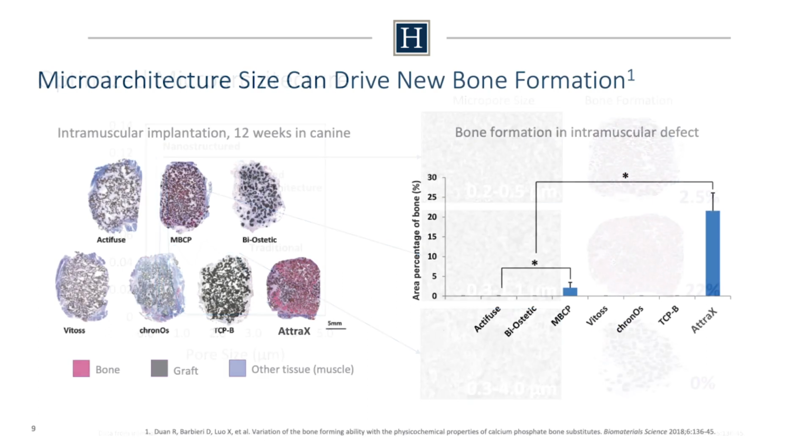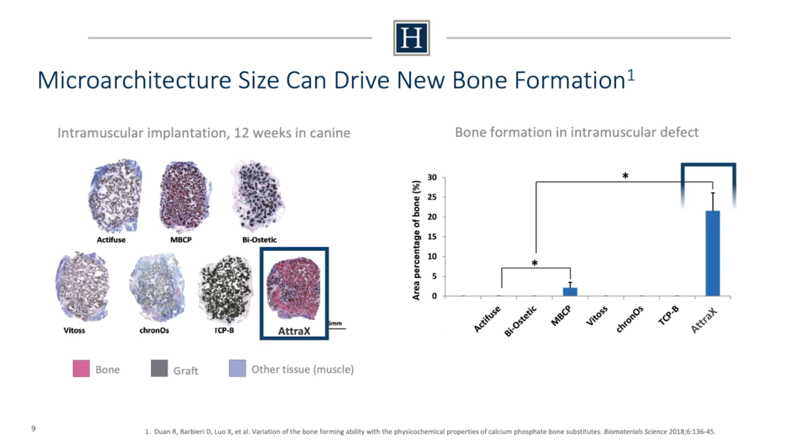Here is a comparison of other commercially available ceramic scaffolds. At 12 weeks, in a canine intramuscular implantation, histology shows muscle tissue in purple, graft in black. One ceramic scaffold shows significant new bone formation. This is the same ceramic scaffold that possesses the highest area of percentage of bone in the same preclinical study.